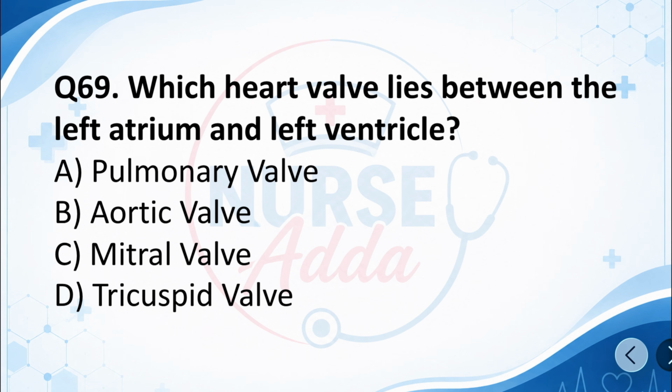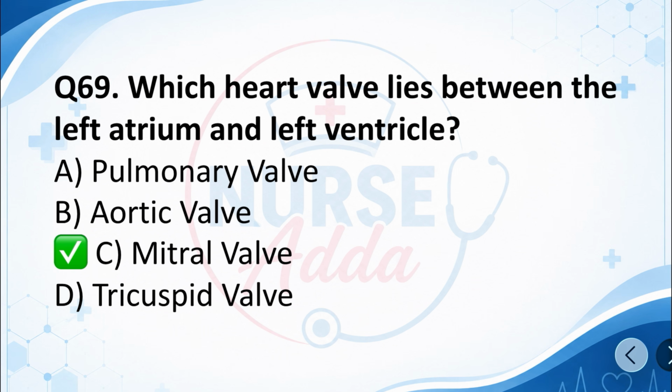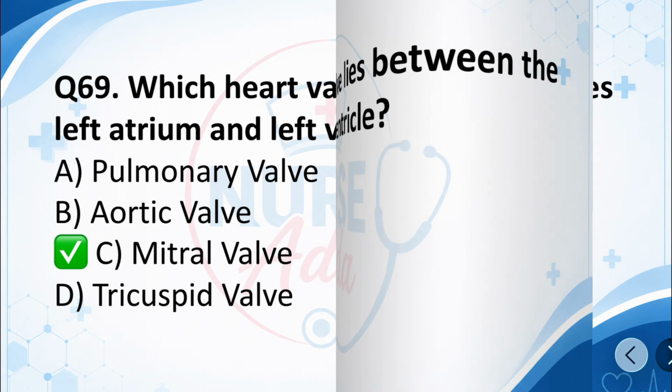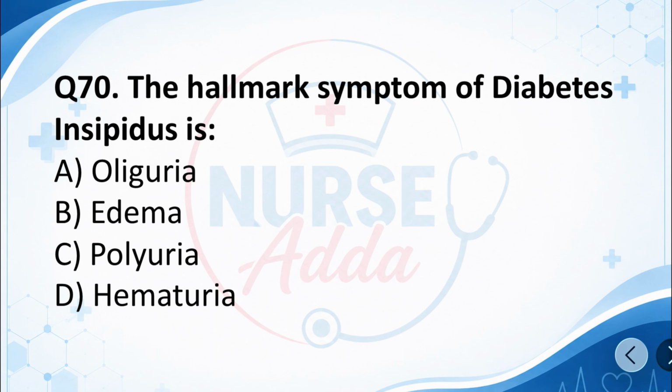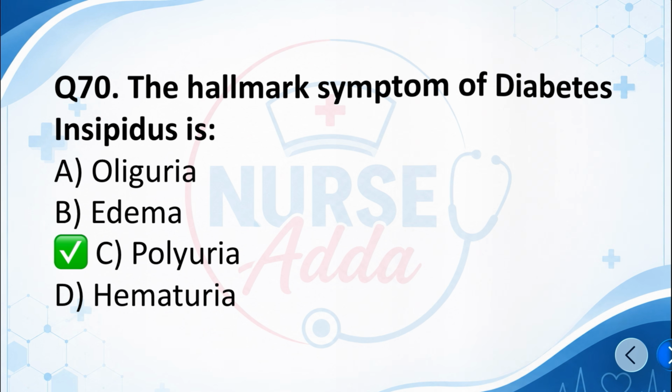Next one, which heart valve lies between the left atrium and left ventricle? The right answer is option C, mitral valve. Next one, the hallmark symptom of diabetes insipidus is. The right answer is option C, polyuria.